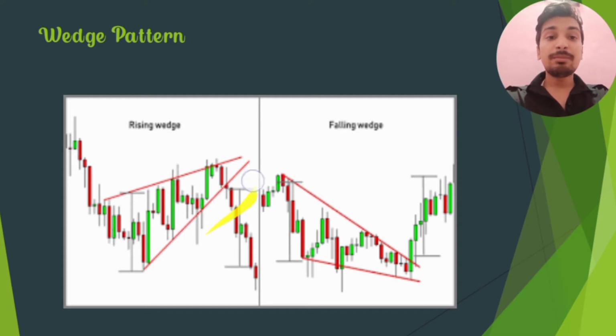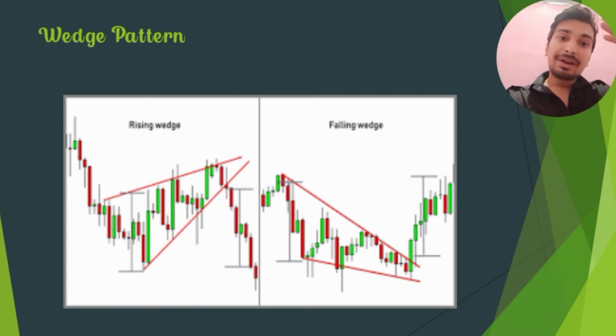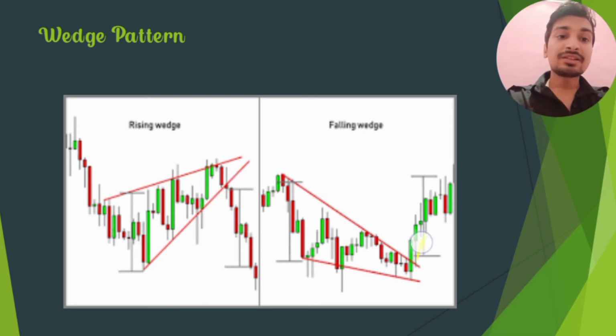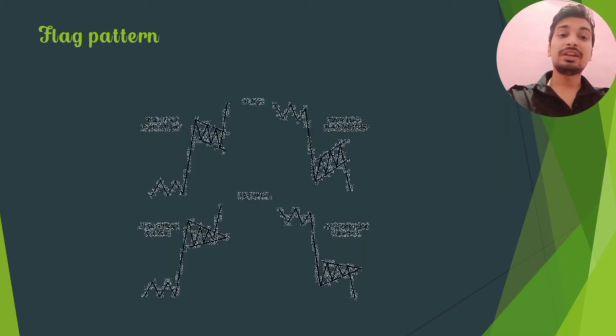If it has been broken downward, what will happen? The price will keep falling. So if you're trading, for example, you can short the company, you can sell the company. And if a falling company breaks the falling wedge pattern upward, then the company will generally show upward movement from there. So you can buy the company in intraday.